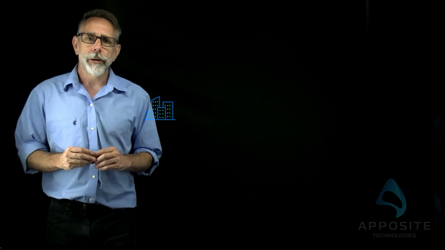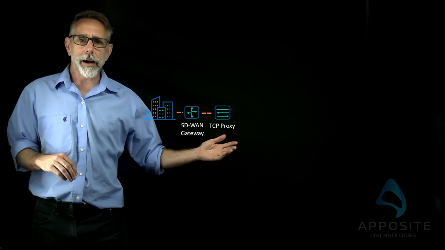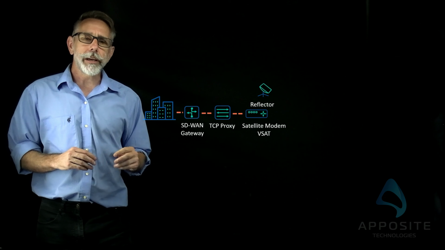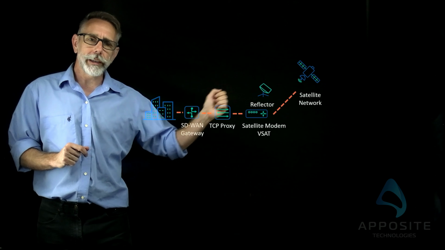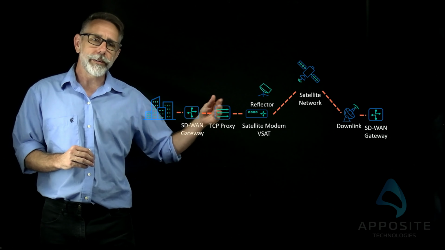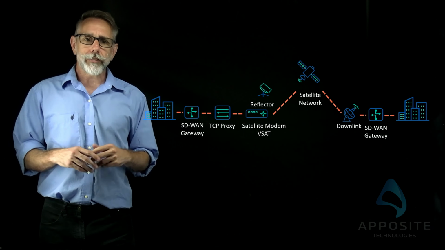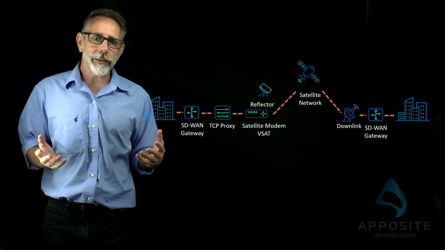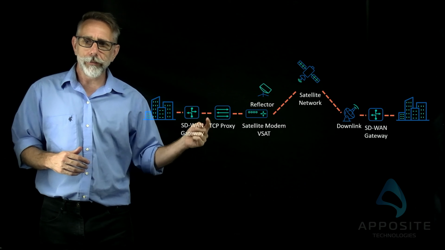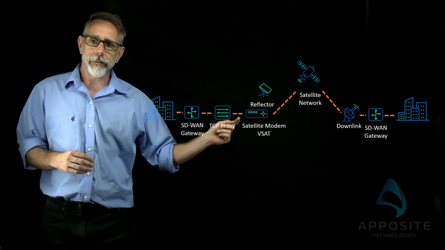Let's take a look at a typical satellite network. First, you might have a facility. In that facility, you might have an SD-WAN as well as a TCP proxy that connects to the VSAT with a modem and reflector. That'll be interfacing with a GEO, MEO, or LEO network, and then the downlink connects to another facility or a data center. When testing the performance of a satellite network like this, you're going to want to test not only the end-to-end system, but each individual network component on its own.